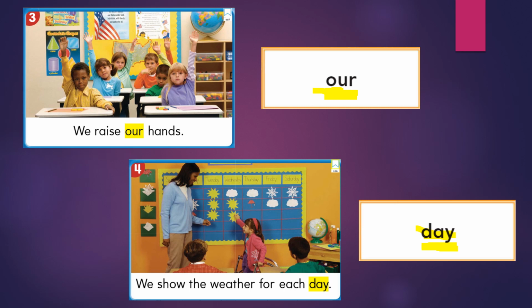All right, let's read our sentence. It says, we show the weather for each day. All right, another sentence. What day are you going to the park? Or what day is your birthday? All right, let's move on to number 5.